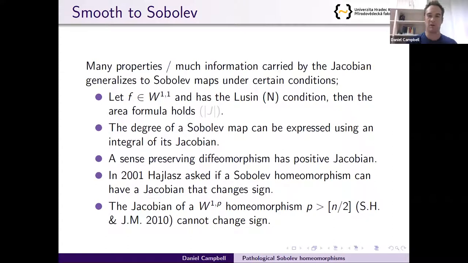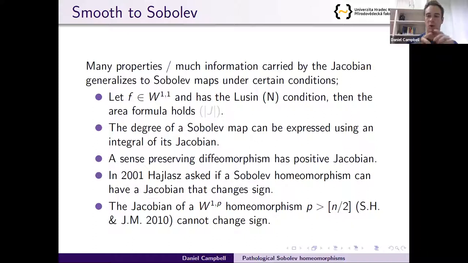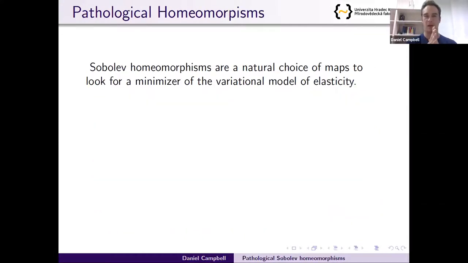So that kind of argument told them that the Jacobian of a W^{1,p} homeomorphism can't change sign. And in fact, in the case that p equals 2 or 3, you've already got the case W^{1,1} also covered by that argument. So the borderline case in two and three dimensions is already covered, you know that the Jacobian can't change sign. So we're basically interested specifically in dimension 4 and higher, right?